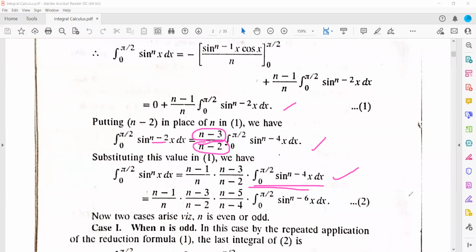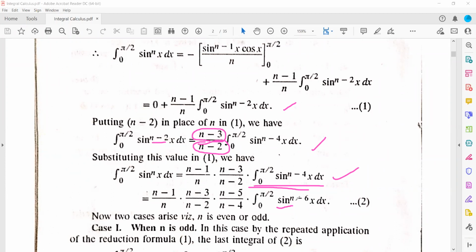Okay. Now the power of sine: n minus 2, n minus 4, n minus 6, n minus 8, n minus 10. Like this it will go. The value of the power of sine will go on decreasing by 2. So it is n minus 2, n minus 4, then n minus 6, then n minus 8. Like this it will go on. Now here, two cases will arise to get the last term of your integration.